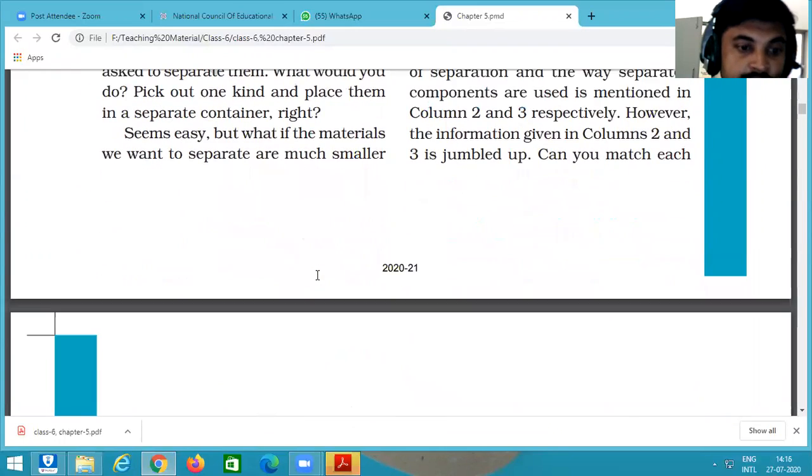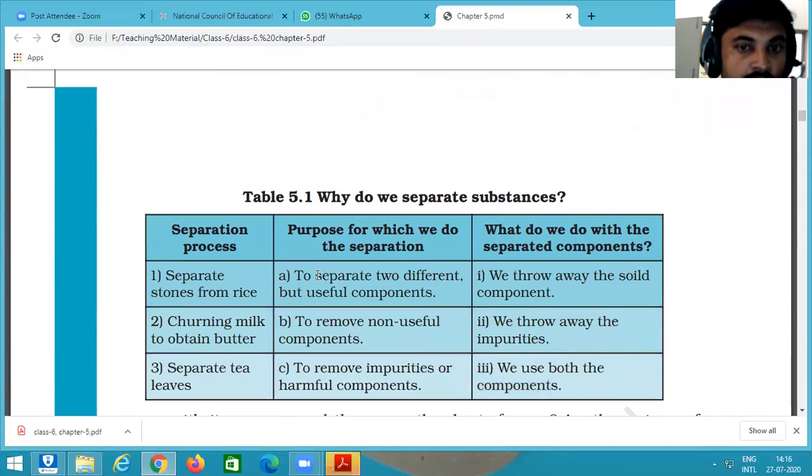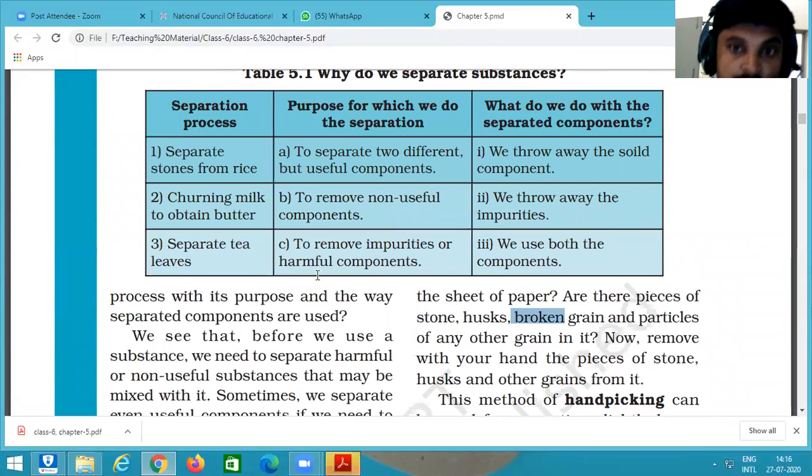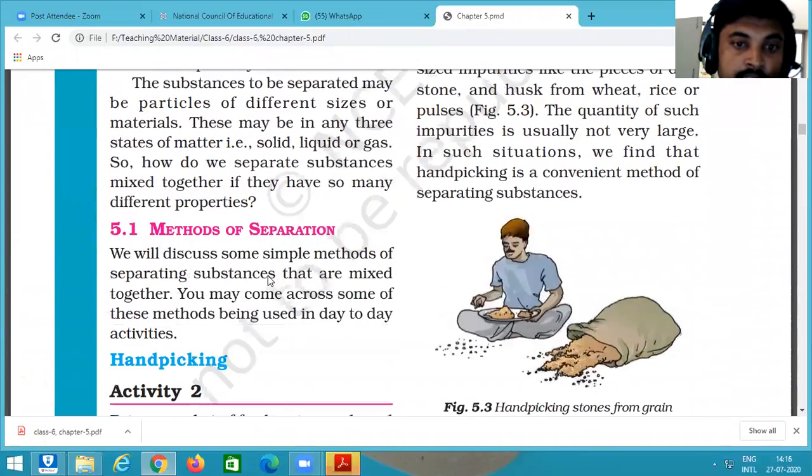So to separate these small substances, different methods are used. Today we continue with the same chapter and discuss different methods of separation, which are used to separate a substance from different types of mixtures. Okay, so the first one is hand picking. Hand picking is the simplest method.